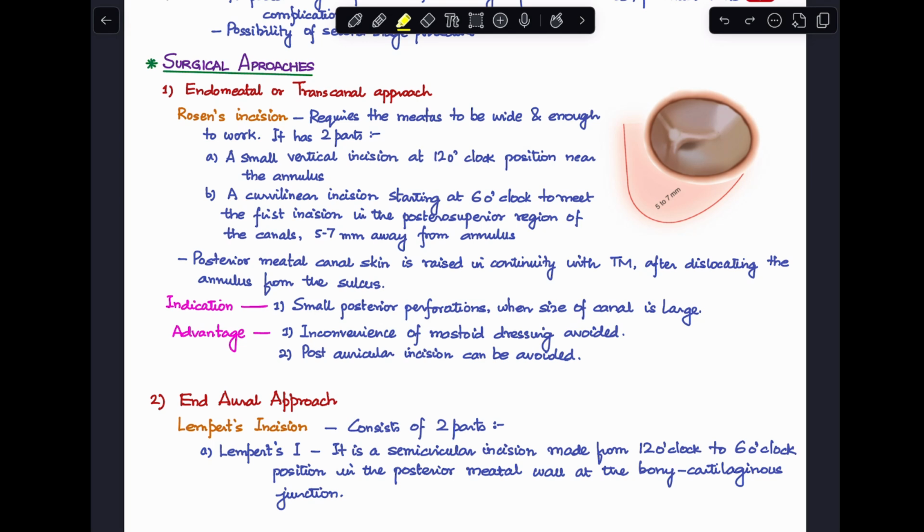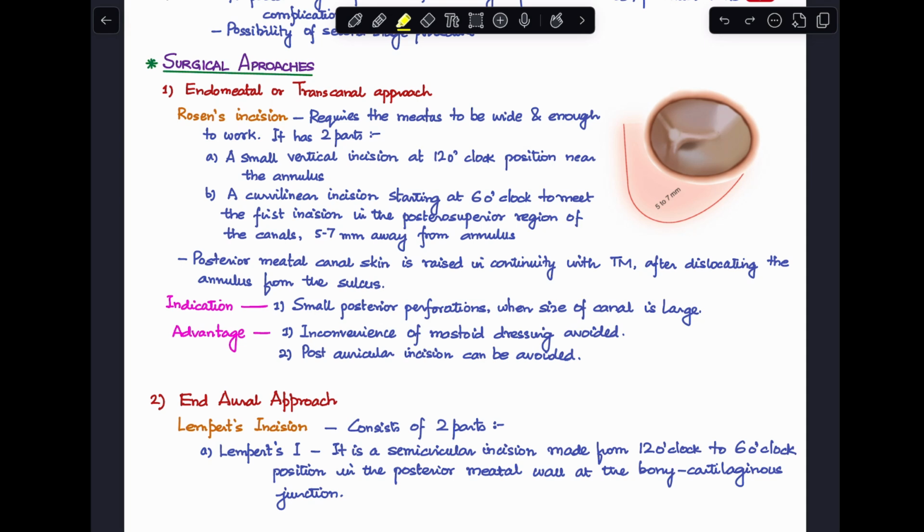Now, in today's video, we will be talking about the different surgical approaches we can take, what anesthesia is given to the patient, the different grafting techniques like underlay and overlay, the different steps in each of them, how to take postoperative care of the patient, and the complications that you face in tympanoplasty. So let's get started.